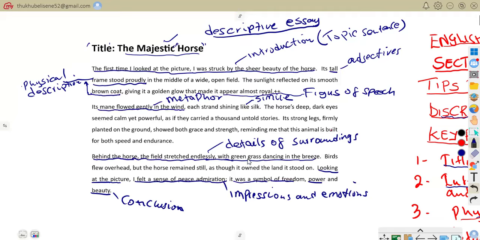Make sure that you use this presentation to prepare yourself for the coming exams. So this is your free marks. That is how easy you can write a descriptive essay, especially when you are given a picture and you are to describe that picture.